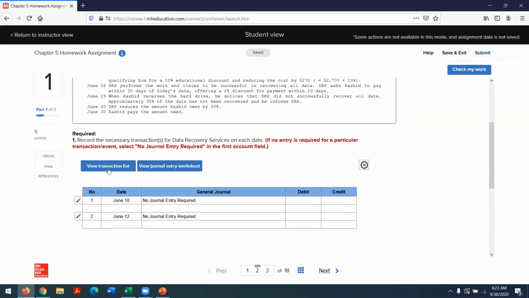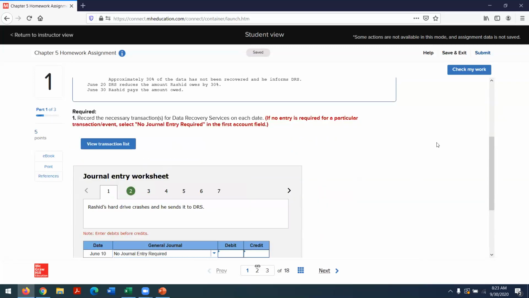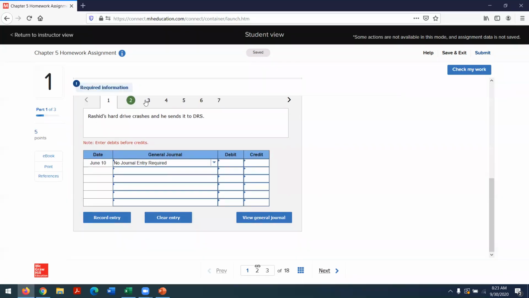Number three. Rashid informs DRS that he would like them to recover the data and that he is a student at UCLA, qualifying him for a 10% educational discount and reducing the cost by $270. No journal entry? No journal entry. Guys, this is excellent.